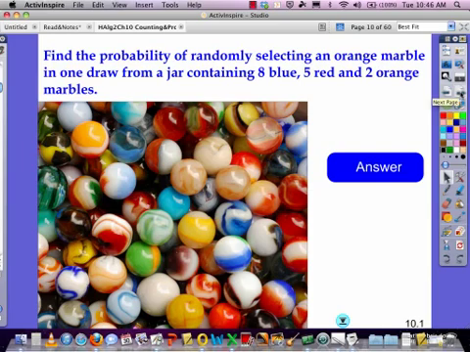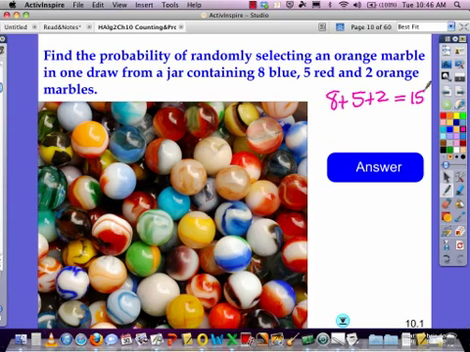Find the probability of randomly selecting an orange marble in one draw from a jar containing 8 blue, 5 red, 2 orange marbles. So right away you're going to probably do an arithmetic problem and say, hey, how many marbles do I have? And they told you. And you're going to do one draw. So we know we have a total of 15 marbles.